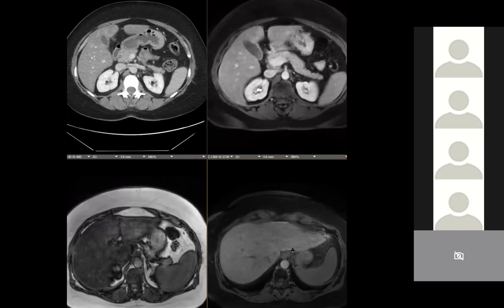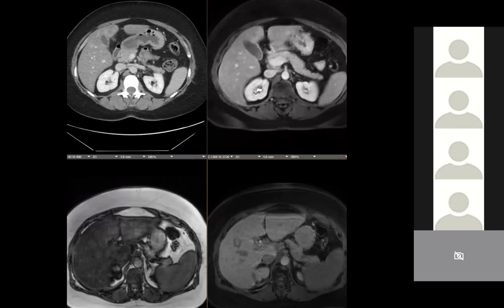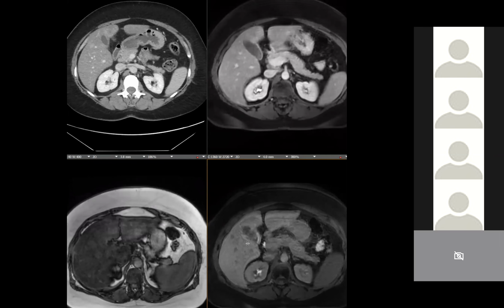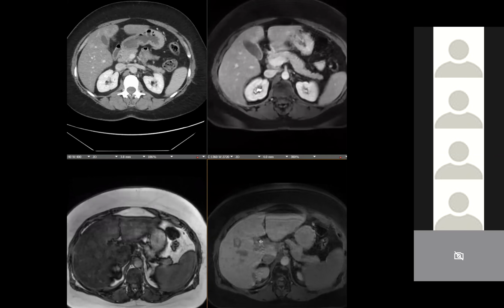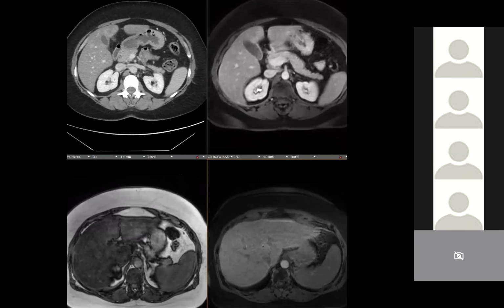The teaching point here is that when you look at the Eovist study, there are at least 7 lesions. One is really hard to see on the CT because of background steatosis. So the big one that we saw, but there are also small ones here. There's one here. There's probably one here. So the teaching point, Cookie sent me this case.